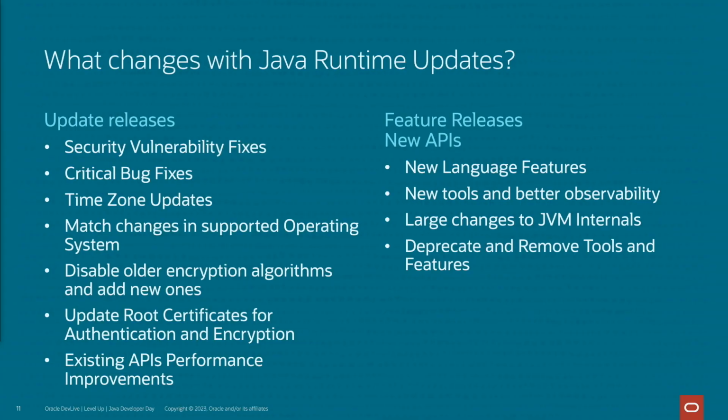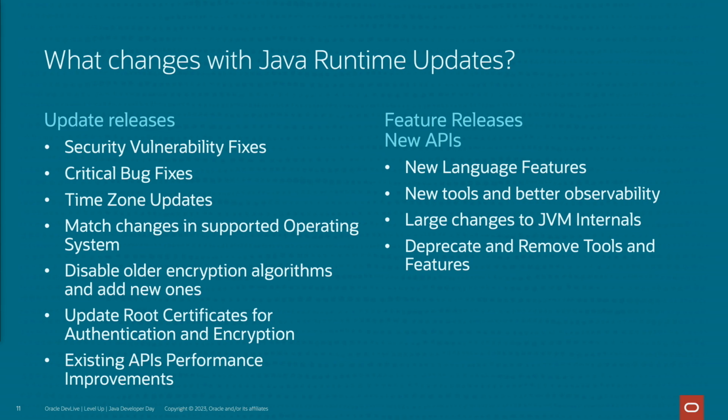Now, what changes in these updates? Remember that I said you have two choices? Updates and upgrades. Well, with the updates within the same release family, we changed the minimum amount of stuff that is required to keep your application running. That includes those security vulnerability fixes, if there's any critical bug, time zone updates, some country changes when they do the daylight saving time, all of that that your program needs to continue having correctly, right?